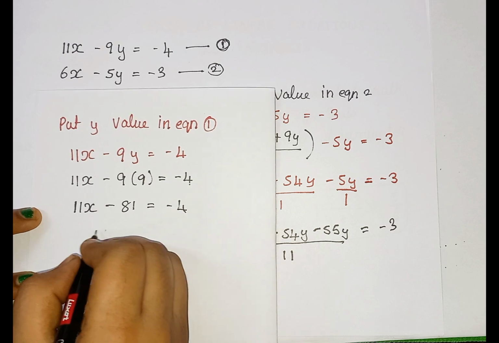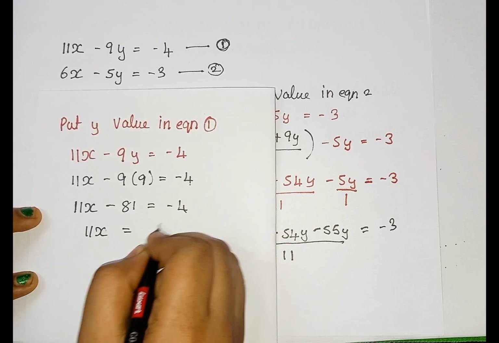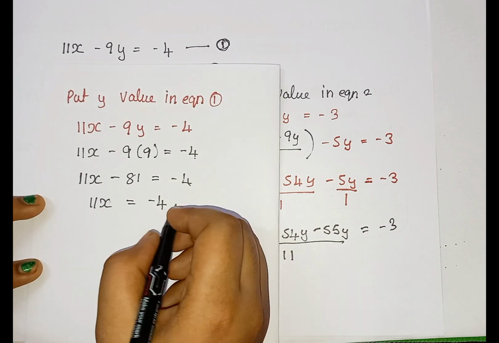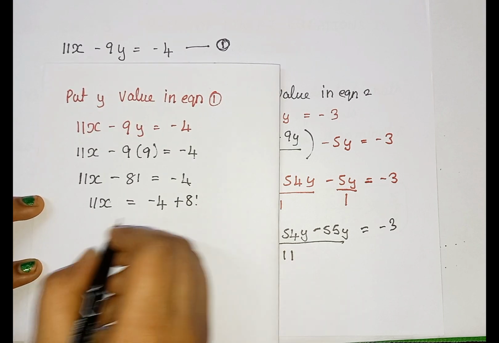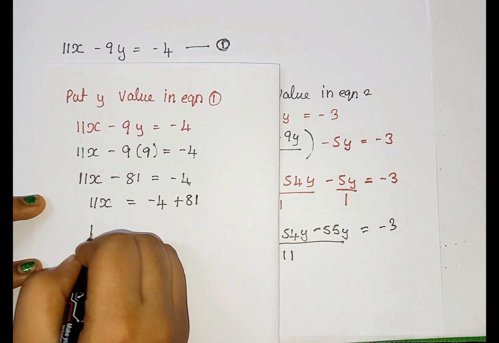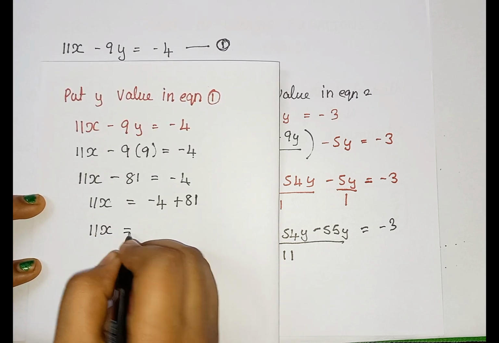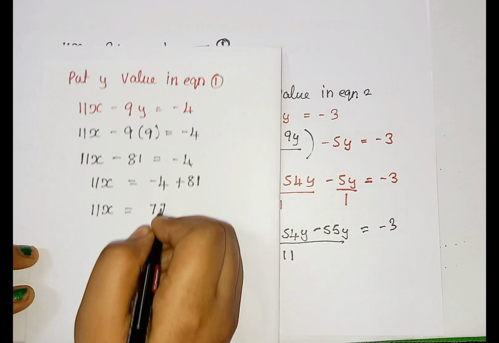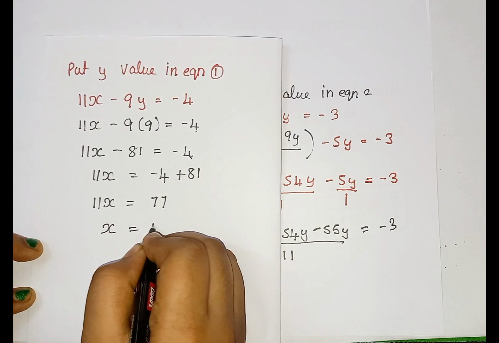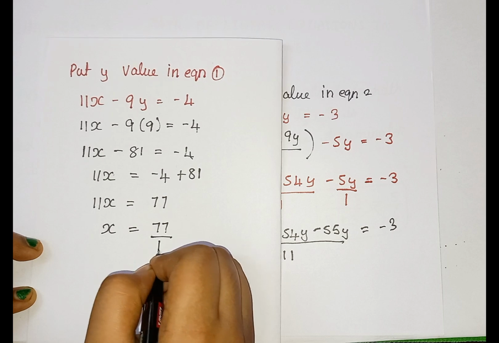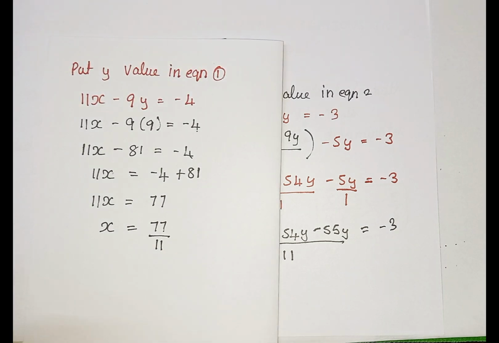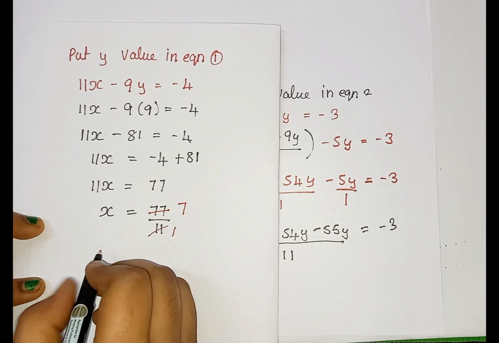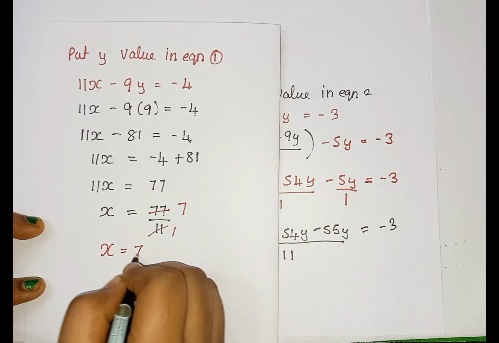Okay, so now 11x is equal to minus 4. When this minus 81 comes to this side, it changes into plus 81. So 11x is equal to, when we subtract them, we'll get 77. And then x is equal to 77 divided by 11. Now we can actually cancel it using the 11 table: 1 11 is 11, 7 11s are 77. So x is equal to 7.